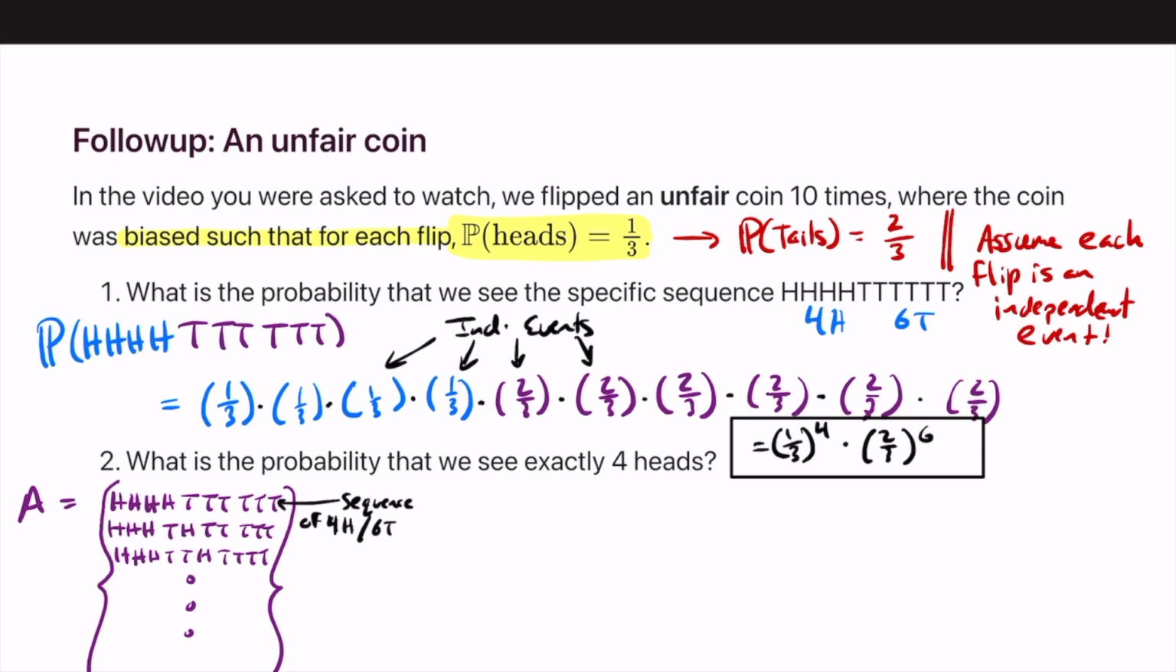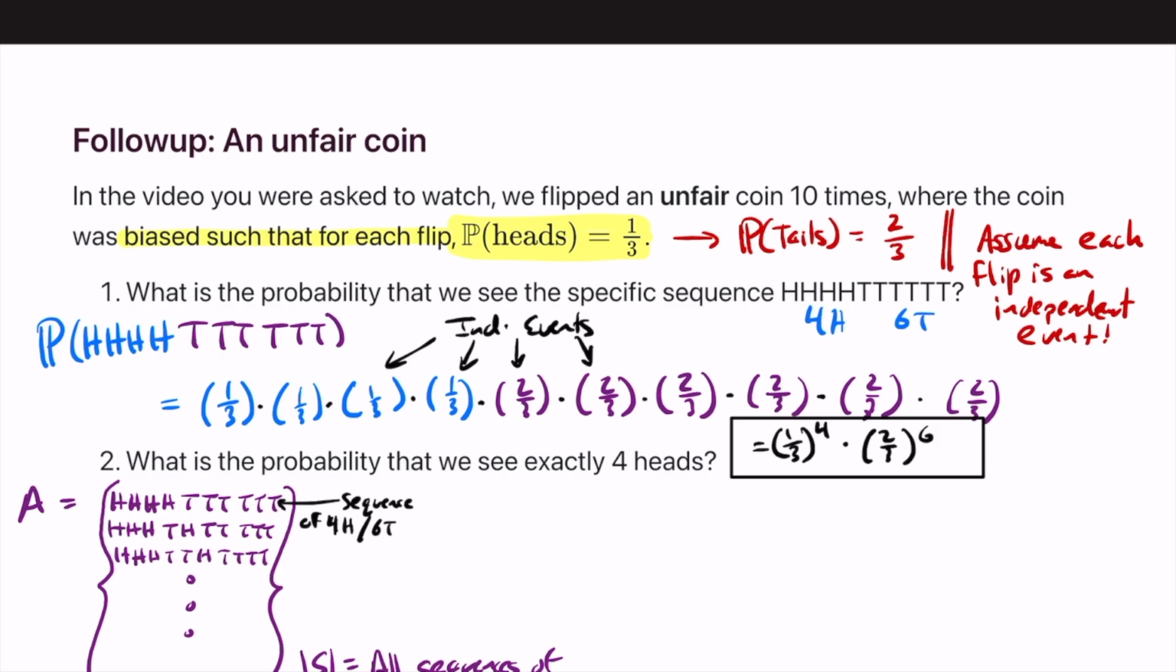The total probability space, so S would equal all sequences of 10 flips, including all heads and all tails. So that's all of them. We only care about the events where there's 4 heads.